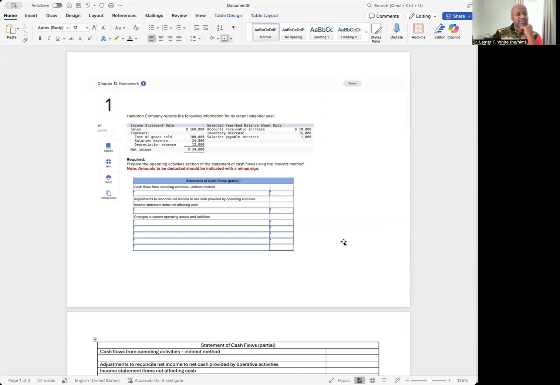Let's read through it. It says that Hampton Company reports the following information for its recent calendar year. Income statement data: we have sales, expenses, cost of goods sold, salaries expense, depreciation expense, net income. And then we have selected year-end balance sheet data: accounts receivable increase of 10,000, inventory decrease of 16,000, and salaries payable increase of 1,000. What's required is to prepare the operating activity section of the statement of cash flows using the indirect method. Note amounts to be deducted should be indicated with a minus sign.